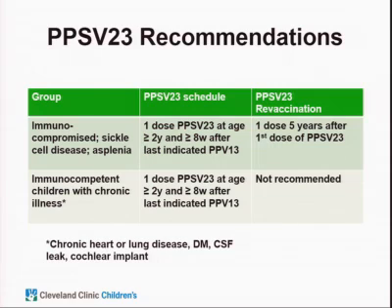For immunocompetent children who have chronic diseases, they also get a dose of polysaccharide vaccine at age 2 or greater, and they do not need a booster dose following that.